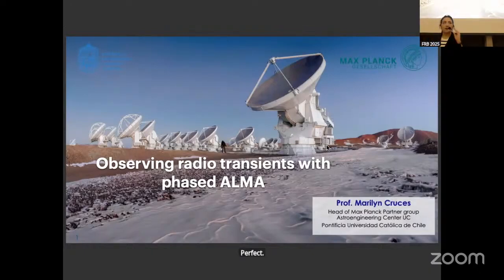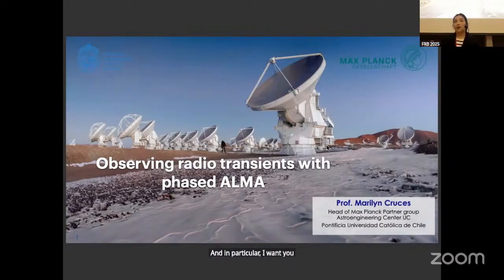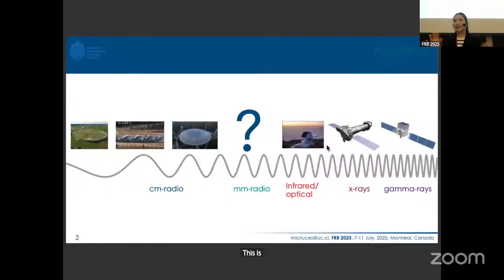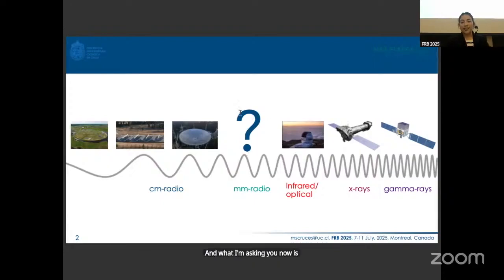Can you hear me well? Yes, super. Okay, so now I'll be taking you to the other extreme of the radio band. In particular, I want you to wonder, what if we observe radio transients, our favorite radio transients, at millimeter waves? This is certainly not the standard range where we like to observe fast radio bursts, for instance, or pulsars or magnetars.